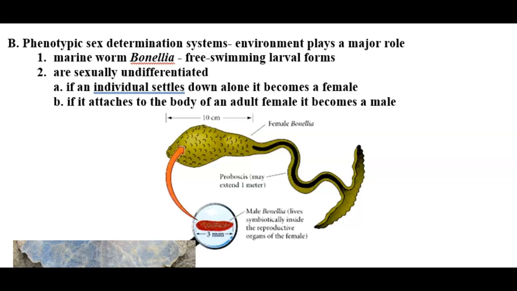Now we're going to go through some phenotypic sex determination systems, where the X and Y sex chromosomes are not going to be involved, but it's going to be the environment that determines the gender of the offspring. Let's look at this example, the marine worm Bonellia. Free-swimming larval form, it is sexually undifferentiated. And where it settles down will determine whether it becomes a female or a male. So if an individual settles down alone, it becomes a female. If it attaches to the body of an adult female, so there it is, attaches there, then it's going to become a male.